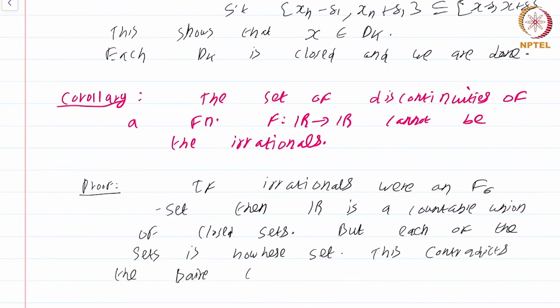Okay. So, we have now shown that the set of discontinuities of a function cannot be arbitrary. For instance, you cannot have the set of irrationals as the set of discontinuities.